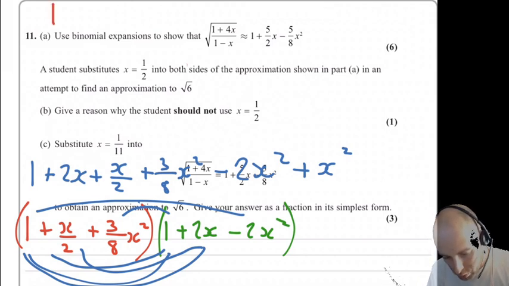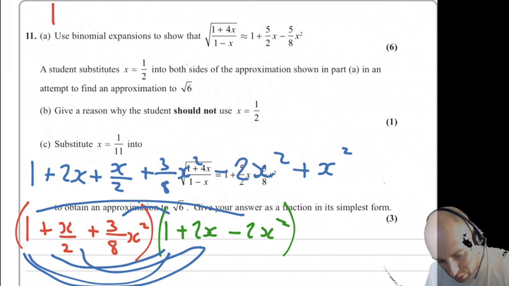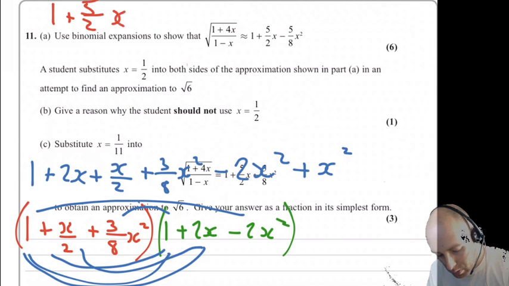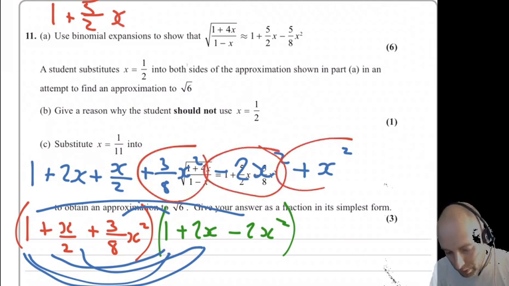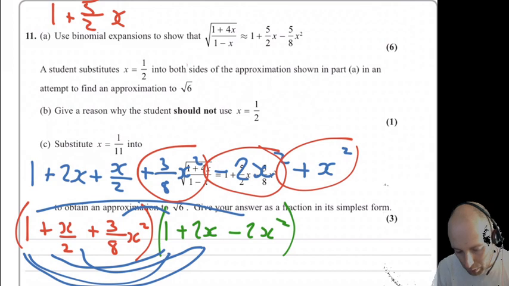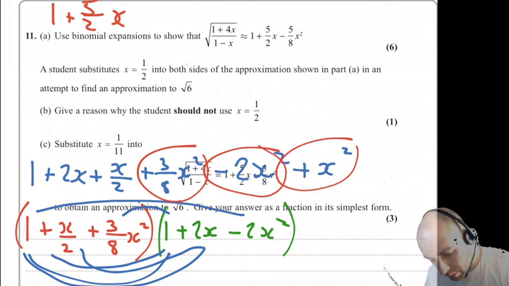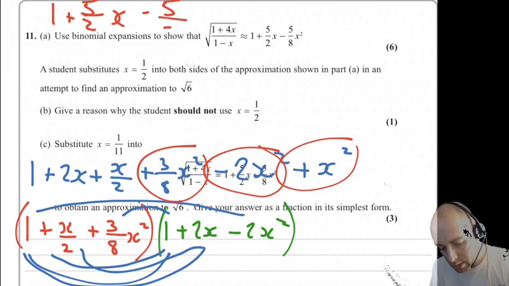So we got 2 plus x over 2 is plus 5 over 2x. And we got 3 over 2, take 2, plus 1 is 3 over 2, take 3 over 8, take away 1, which is minus 5 over 8 x squared. So that is how you do it.